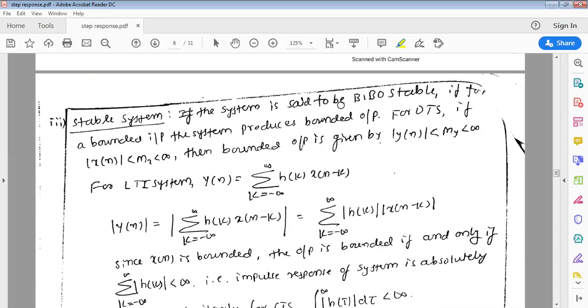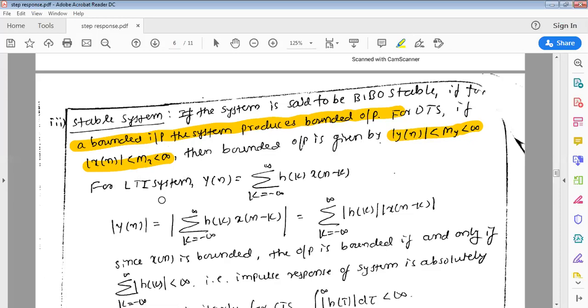Now, let us look into the stable system. A system is said to be BIBO stable. BIBO means bounded input, bounded output. What is the meaning? As long as the input is bounded, the output will also become bounded. That is, for a bounded input, the system produces a bounded output. For a discrete time system, the modulus of x of n is strictly less than mx, which is strictly less than infinity. The bounded output is given by modulus of y of n less than my, less than infinity.